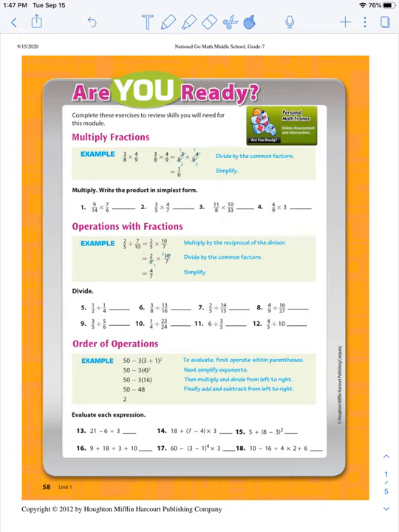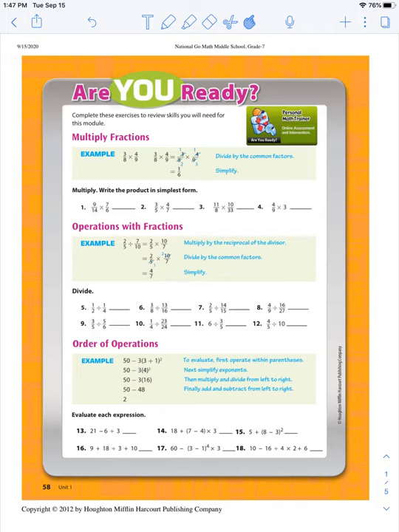Hello, 7th graders. Chapter 3 is on operations with rational numbers. You've spent the last 2 class days learning about integers and rational numbers. Now it's time to apply that knowledge and do some operations with them. So before we get to the new information, we're going to review a little bit to make sure we're ready.